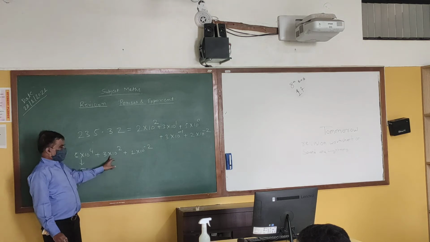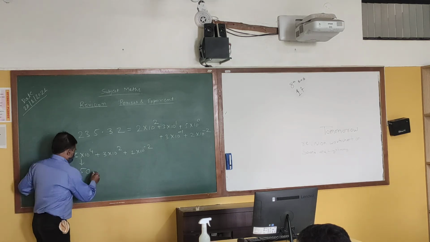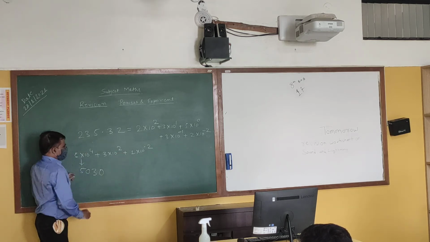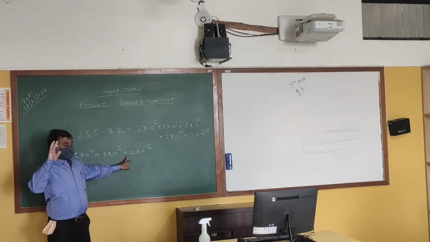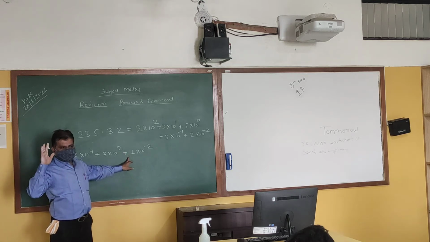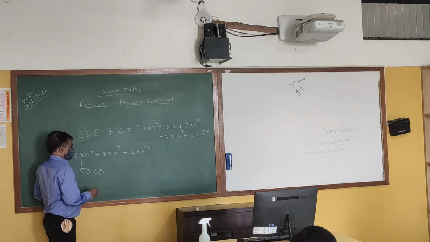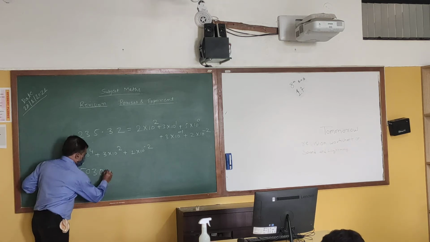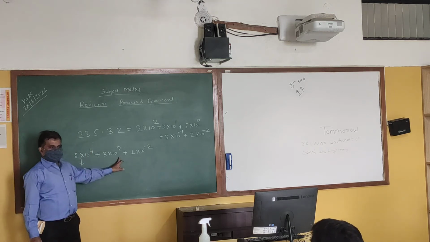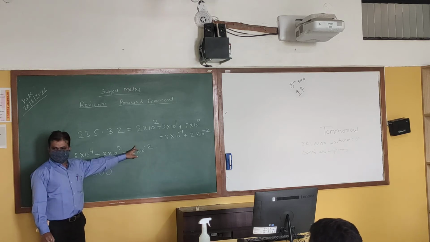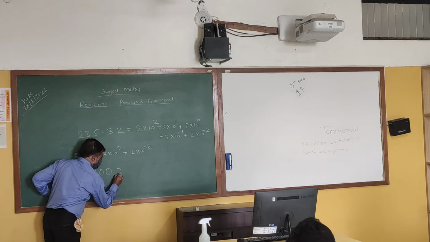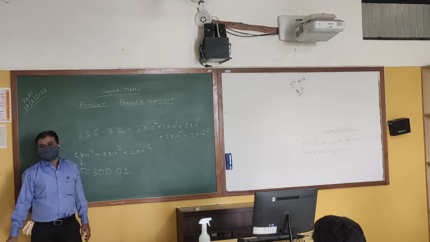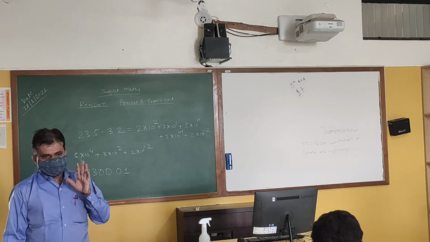Then there is a term for 2, so the number here will be 3. Then there is no term for 1, so 0. Then after 1 there should be the term of 0, that is 10 raised to power 0. Then there is no term of 10 raised to power minus 1, so 0.0, and then there is a term of 10 raised to power minus 2, that is 1, here it should be 1. Is it clear? Yes. No problem?